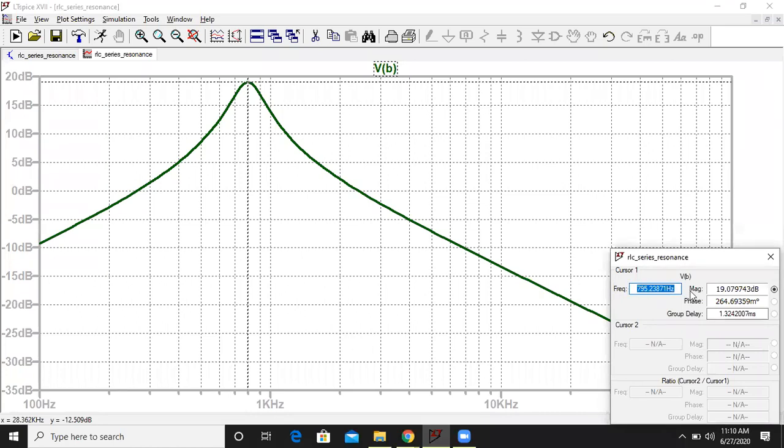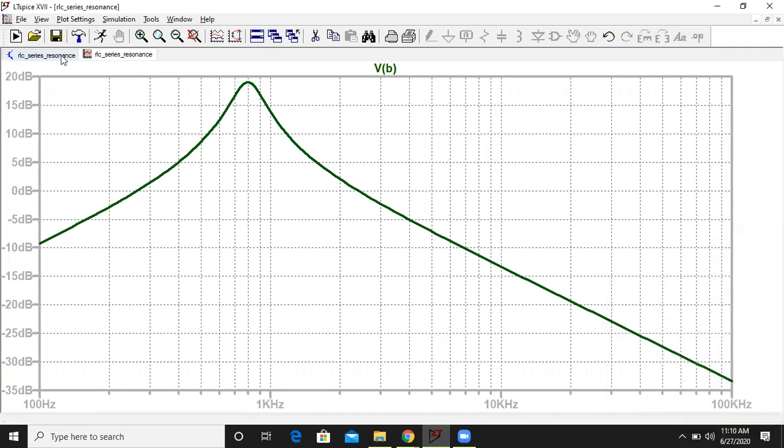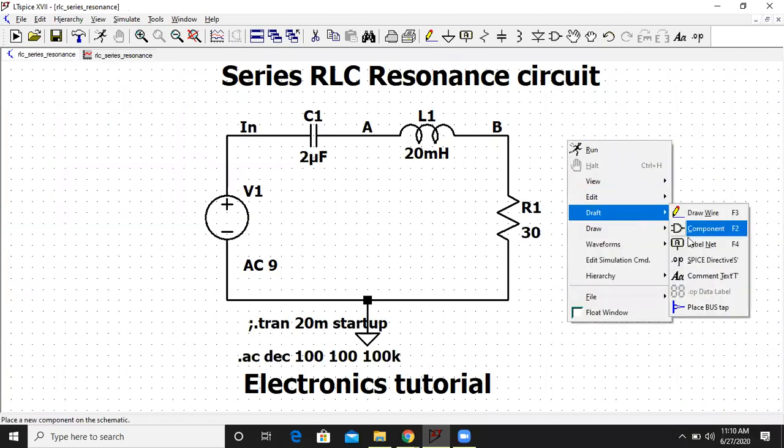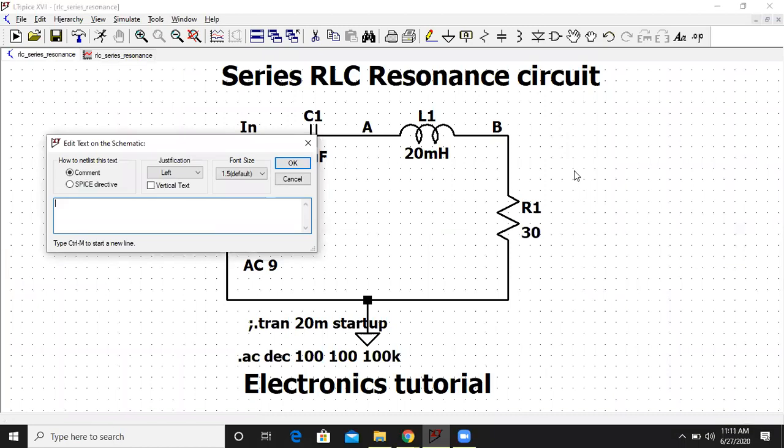I hope that you all are also getting a similar number, 795.23 hertz. So I'll copy this number and I'll write it on the screen. This is the number which I'm getting in simulation. So this is my resonant frequency.